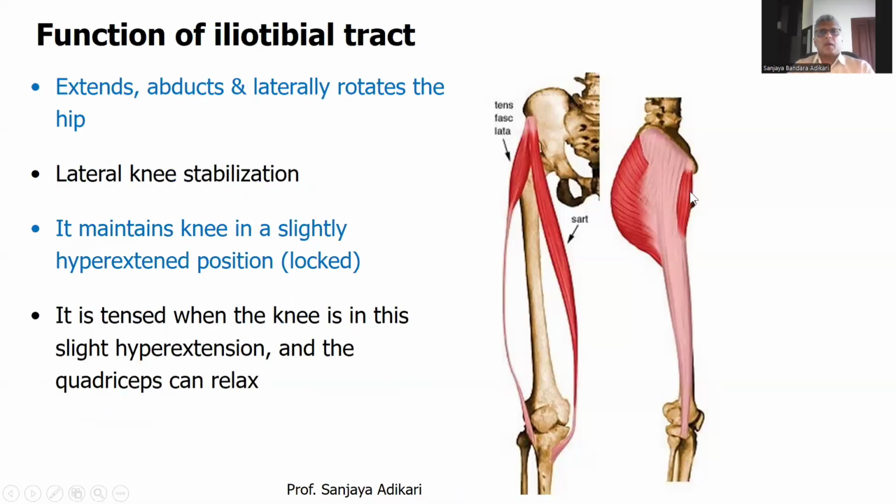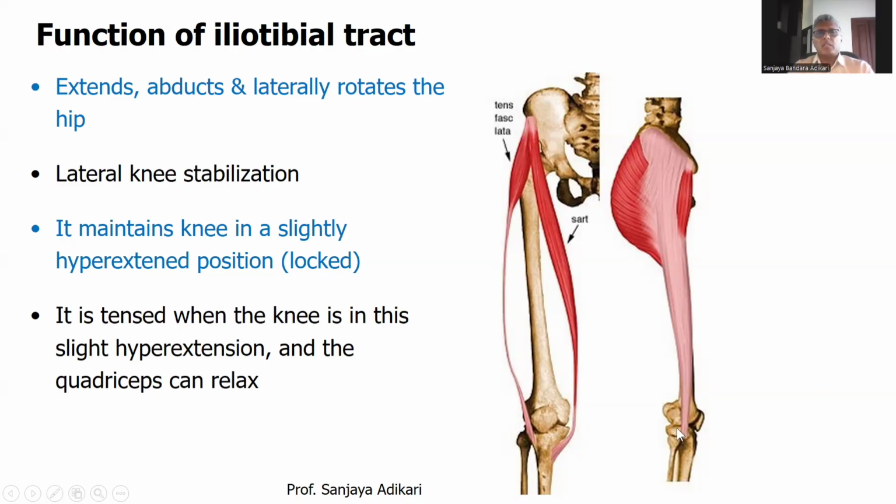Then the gluteus maximus and the tensor fasciae latae muscles, through the iliotibial tract, can extend, abduct, and laterally rotate the hip joint. Okay, so it's the action of the muscle rather than the iliotibial tract. And the iliotibial tract here at the knee helps to stabilize the knee joint laterally.